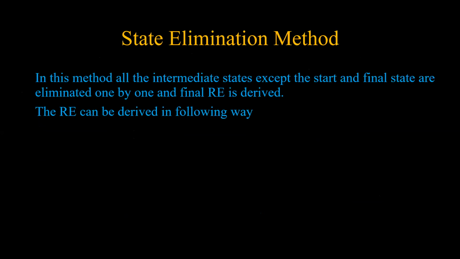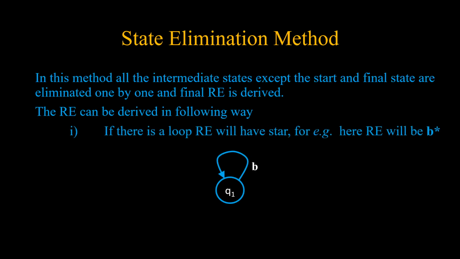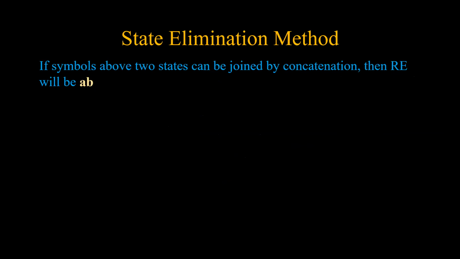Now, as far as state elimination method is concerned, as the name in itself says, in this method, all the intermediate states except the start and final state are eliminated one by one and the final regular expression is derived. Say for example, we have a loop on a particular state, say state Q1 has a loop of B, the regular expression corresponding to the loop will be B star.